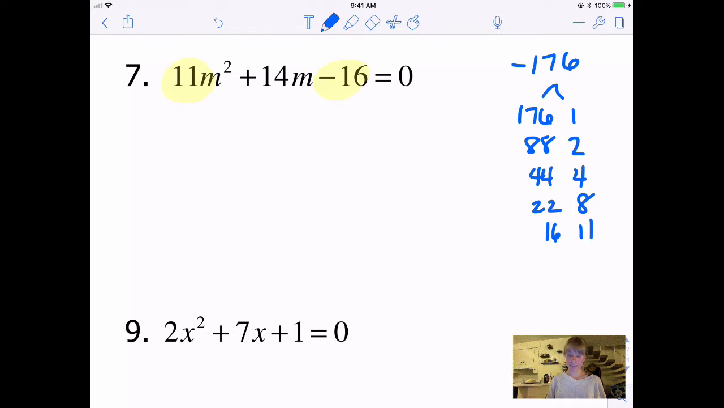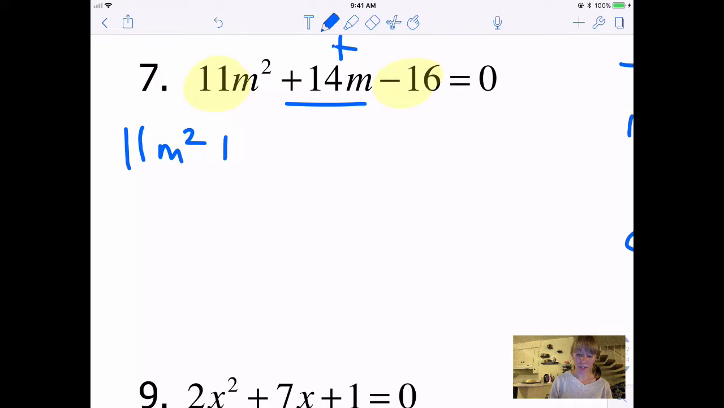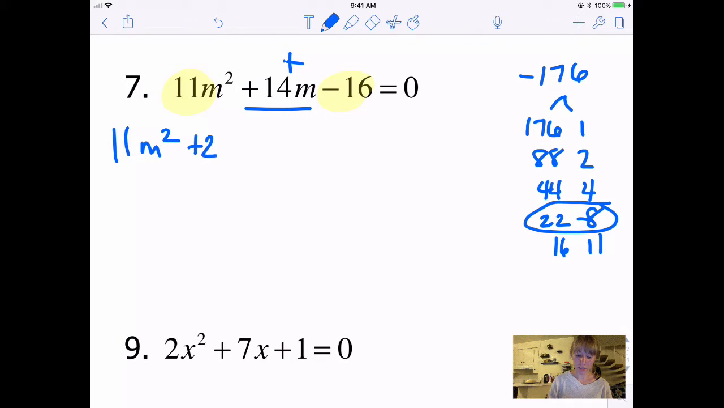So go through that list and see if you can find any that could add up to positive 14. I think if I do 22 and 8, as long as I make the 22 positive and the negative 8 negative, then that'll work. So now rewrite. I got 11m squared plus 22m minus 8m minus 16, and don't forget the equals 0. If you start with an equal sign, you got to keep it.